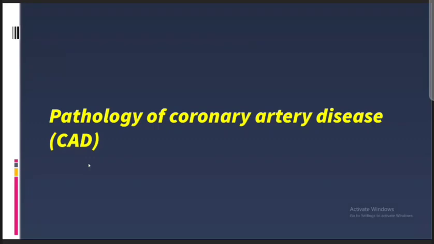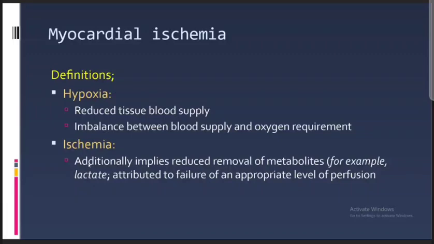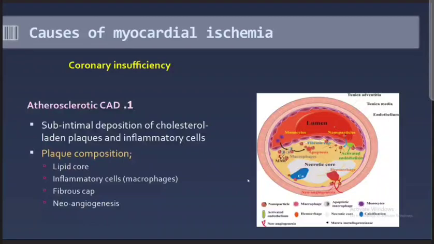Okay, we can go to the pathology of coronary artery disease. Myocardial ischemia, by definition, is a reduced tissue blood supply or imbalance between the blood supply and oxygen requirement. These definitions are applied for hypoxia. Ischemia means, in addition, the reduced removal of metabolites due to failure of appropriate level of perfusion.